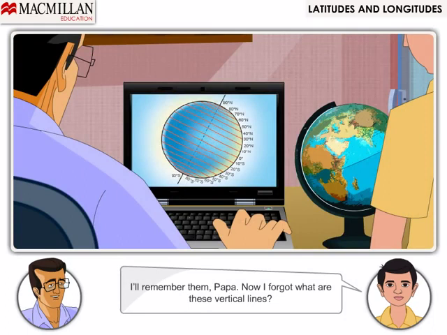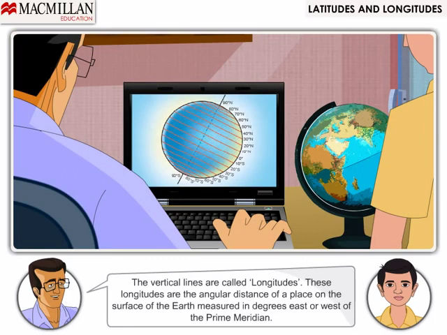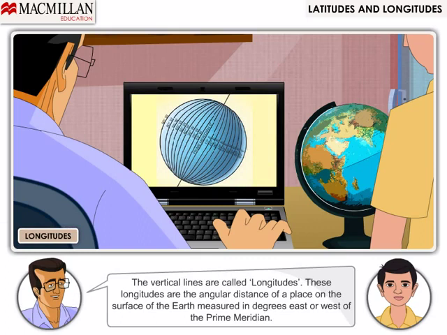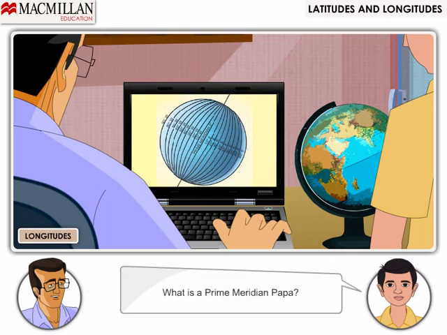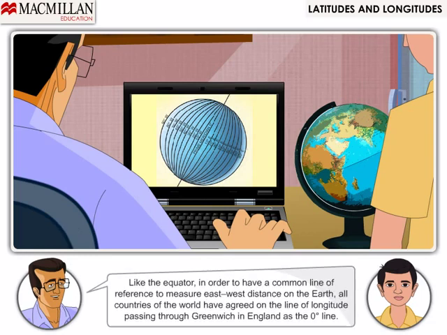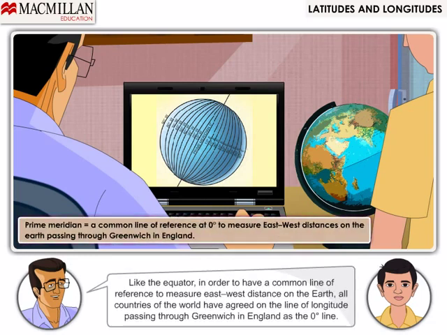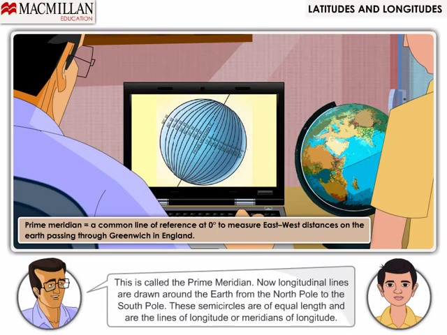Now, I forgot, what are these vertical lines? The vertical lines are called longitudes. These longitudes are the angular distance of a place on the surface of the Earth measured in degrees east or west of the prime meridian. What is a prime meridian, Papa? Like the equator, in order to have a common line of reference to measure east-west distance on the Earth, all countries of the world have agreed on the line of longitude passing through Greenwich in England as the 0 degree line. This is called the prime meridian.